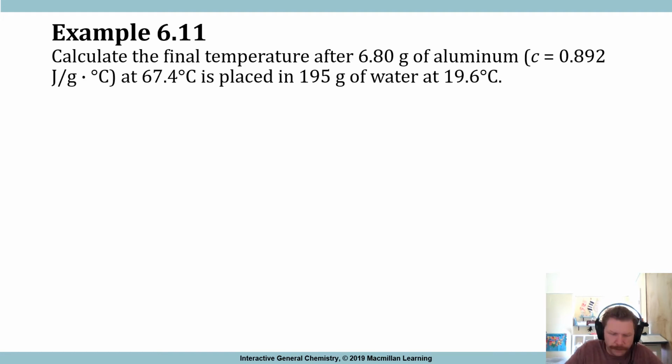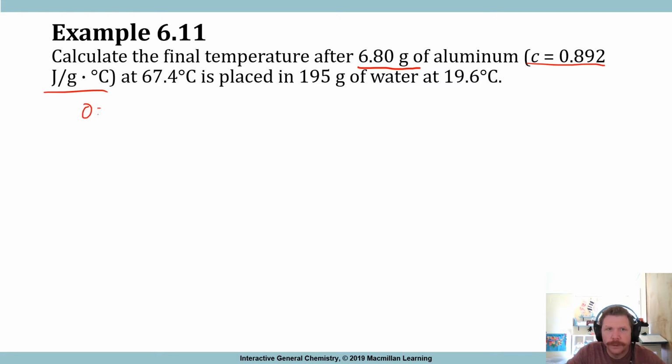So here's another 6.6 calculation. And what this one says is calculate the final temperature after adding 6.8 grams of aluminum, and here's our heat capacity for aluminum, at 67.4 degrees Celsius in 195 grams of water at 19.6 degrees Celsius. So what we need to do is say what we know.